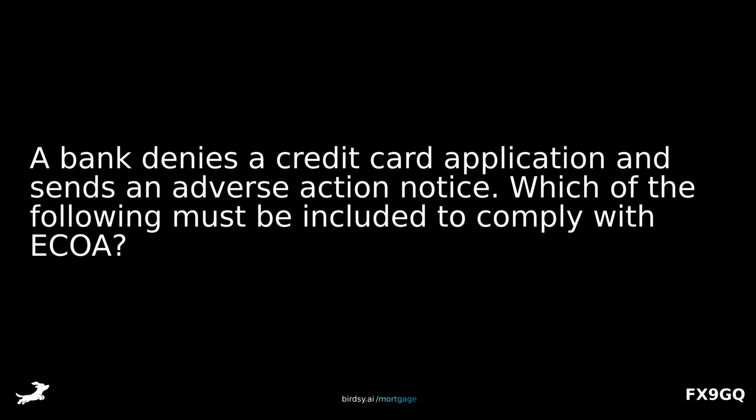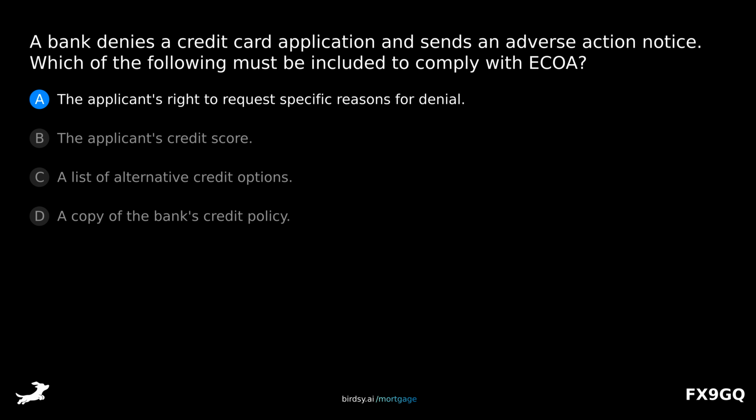A bank denies a credit card application and sends an adverse action notice. Which of the following must be included to comply with ECOA? Is it A, the applicant's right to request specific reasons for denial? B, the applicant's credit score? C, a list of alternative credit options? Or D, a copy of the bank's credit policy? The answer is A, the applicant's right to request specific reasons for denial.